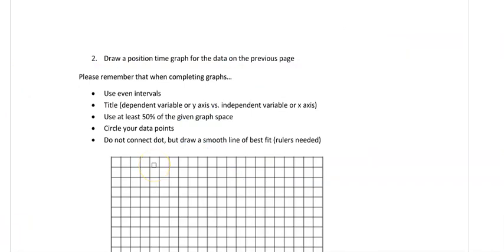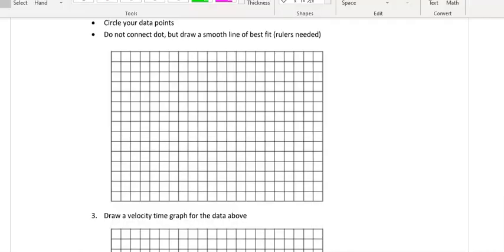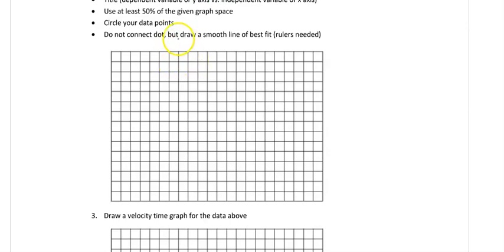So we're going to draw this graph for the data that we had. Remember that we need to use even intervals, a title, and at least half the graph space. We're going to circle those data points, not connecting the dots, but putting it all together in a smooth line. So our first graph is going to be the displacement versus time graph.